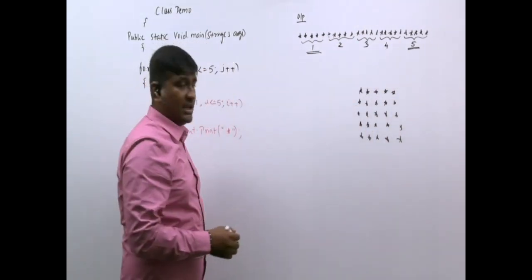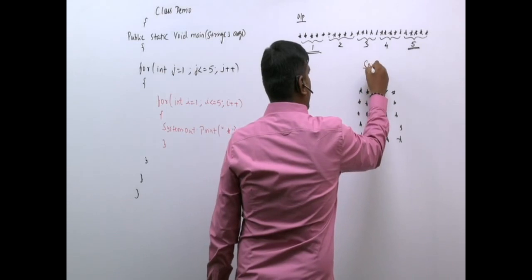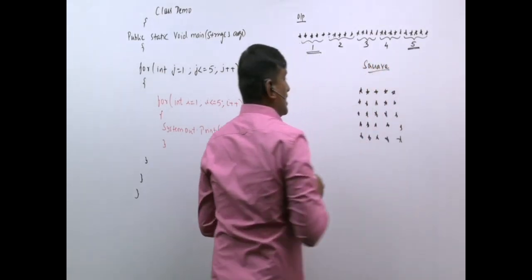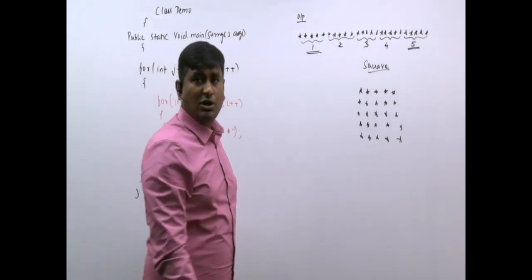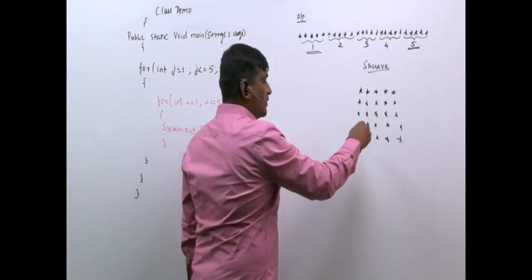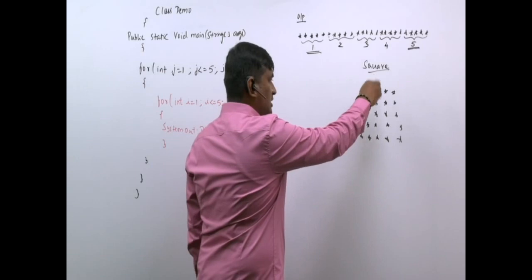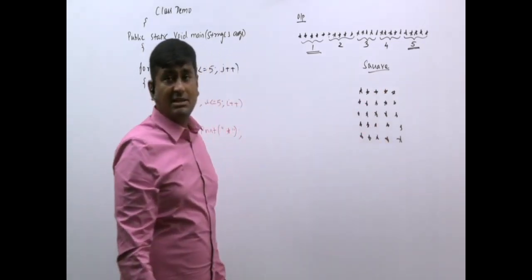If you carefully notice, this is called a square. Sir, how is it a square, sir? I told you, the number of rows and number of columns are the same. Count how many rows are there: 1, 2, 3, 4, 5. Count how many columns are there: 1, 2, 3, 4, 5. Rows and columns are the same, hence it is a square.